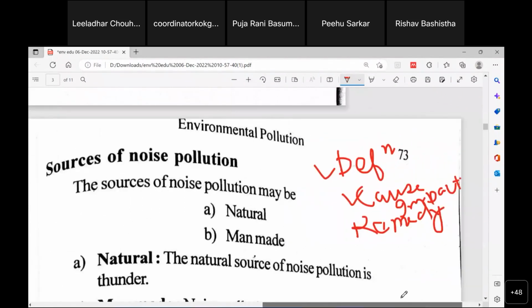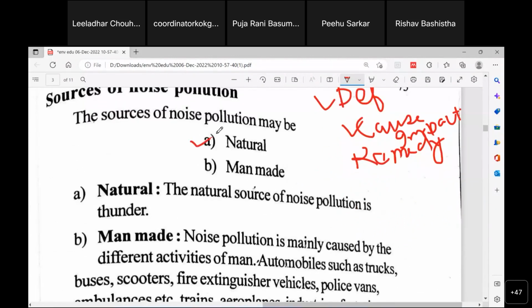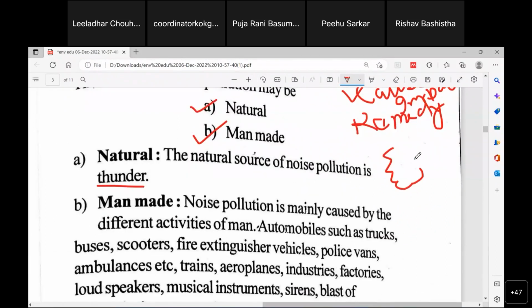So let us see the sources of noise pollution. Sources of noise pollution are of two types. One is natural, one is man-made. So what is natural? One, thunder. The thunder means if you have a cloud here and there is another cloud. Water is called a polar molecule. Sometimes during formation of clouds, say this is cloud A and there is cloud B. One part of cloud B, say this region is negatively charged and this is positively charged. Water is called a polar molecule.